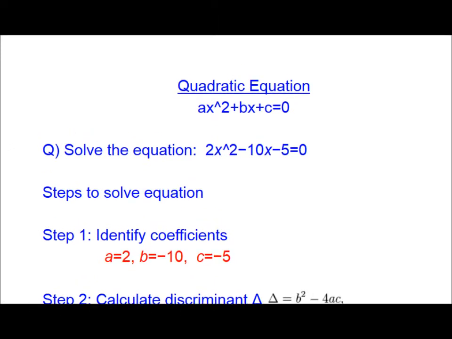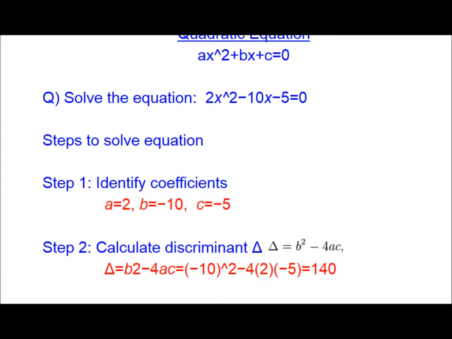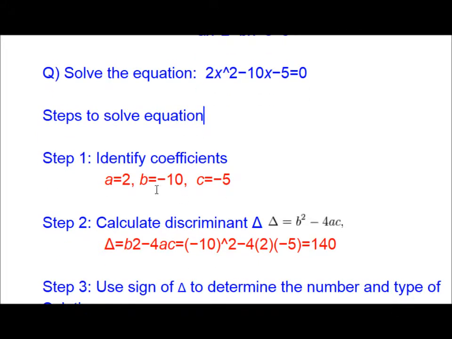Let's revise the steps again. First we need to write down the equation. Then we need to identify the coefficients based on this formula: A is for the first term, B is for the second, and C is for the third one. Make sure that you count the sign also, whether it is a plus sign or a minus sign.